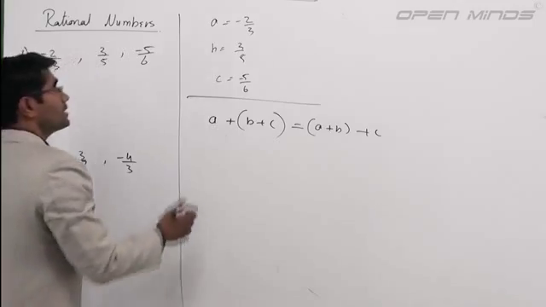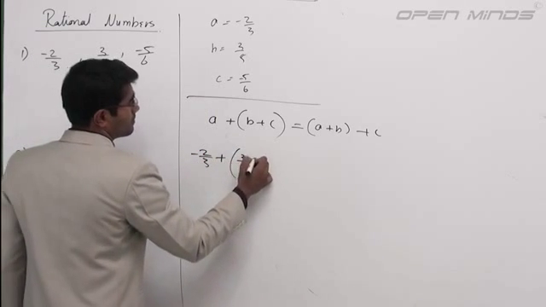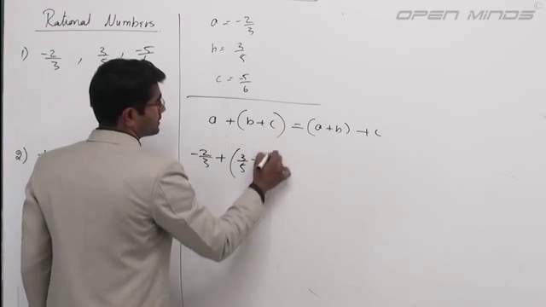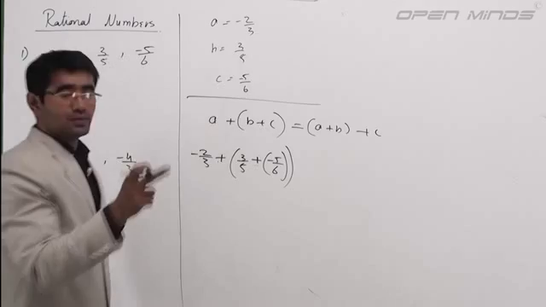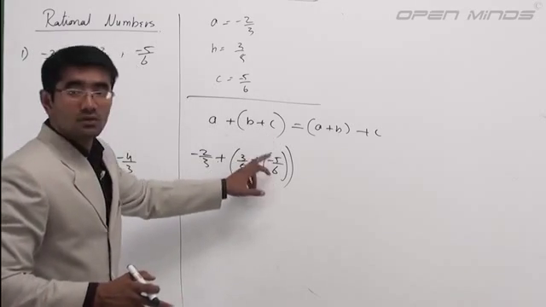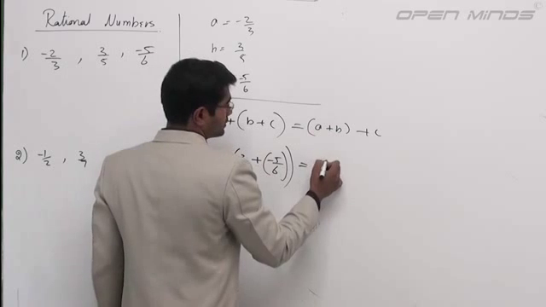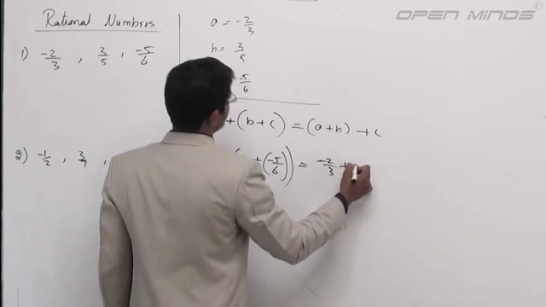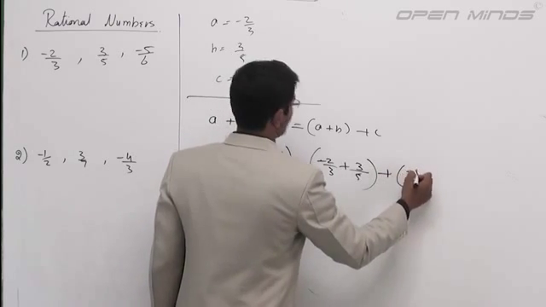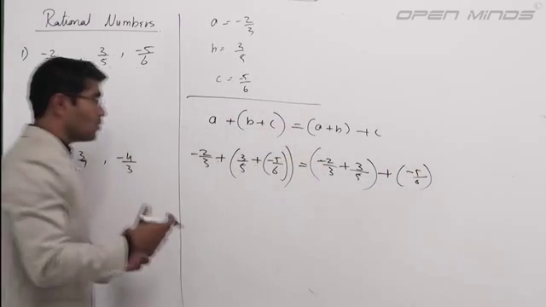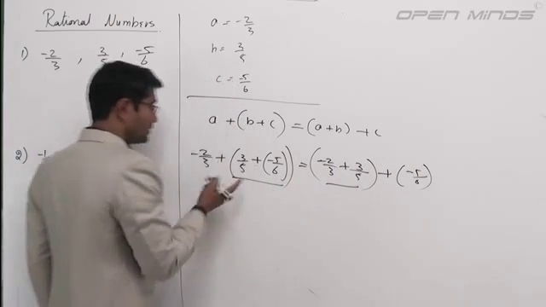So let's substitute A, B and C. That's minus 2 by 3 here, plus 3 by 5 and plus minus 5 by 6. I'm taking this plus because I'm talking about addition here. This C is negative, so let me write it like that. Who is A here again? Minus 2 by 3 plus B, which is 3 by 5, and the whole thing plus minus 5 by 6. Now let's open those brackets first. These two will work first, and with the answer I will work on this.